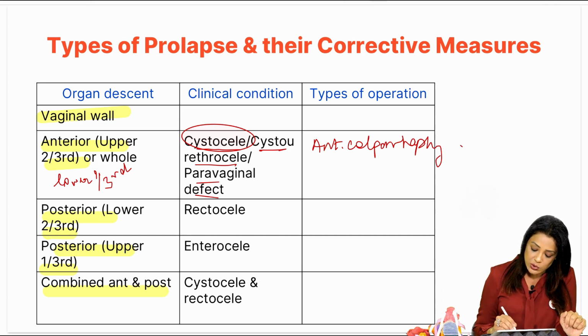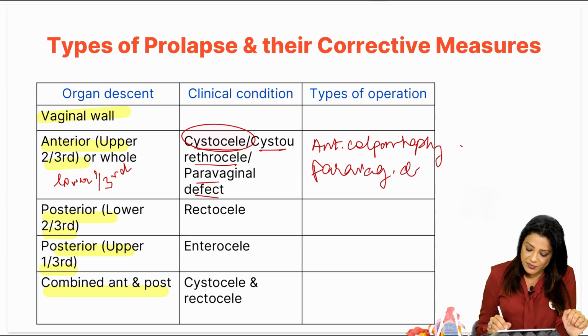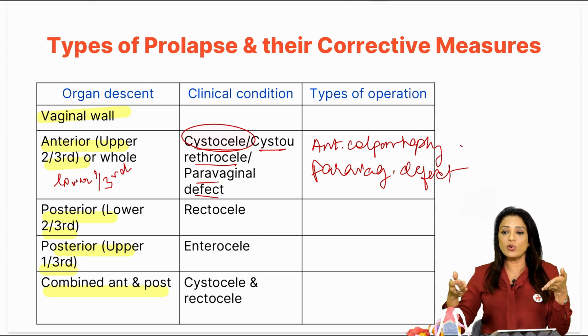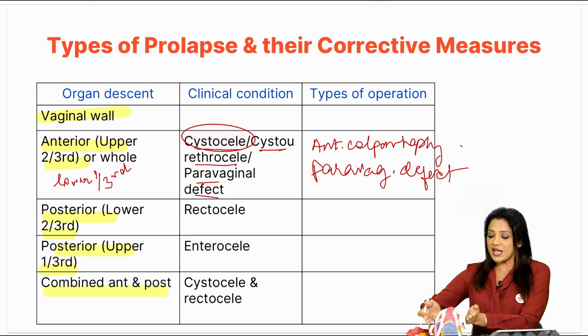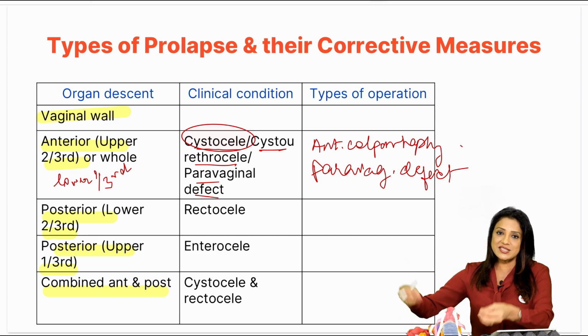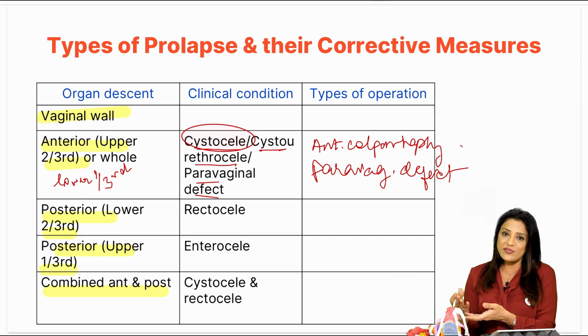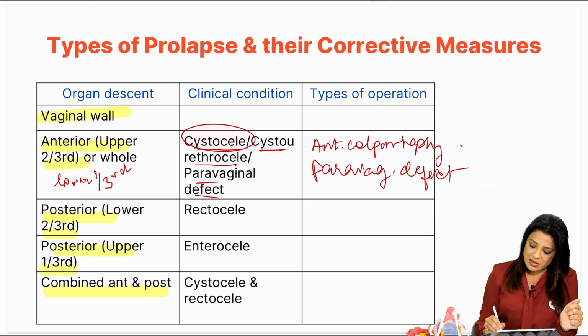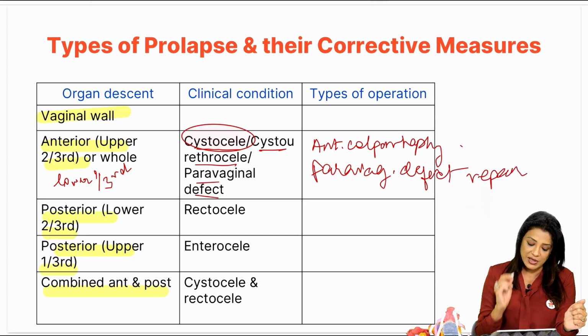What else can you do? You can do a paravaginal defect repair. The paravaginal defect is at the lateral walls of the pelvis, the iliac bone, where the arcus tendineus fascia is attaching like this. It is going like this, so that fascia comes down, gets detached. So that causes paravaginal defects and even causes stress incontinence. Okay, so that has to be corrected. So paravaginal defect repair can be done.